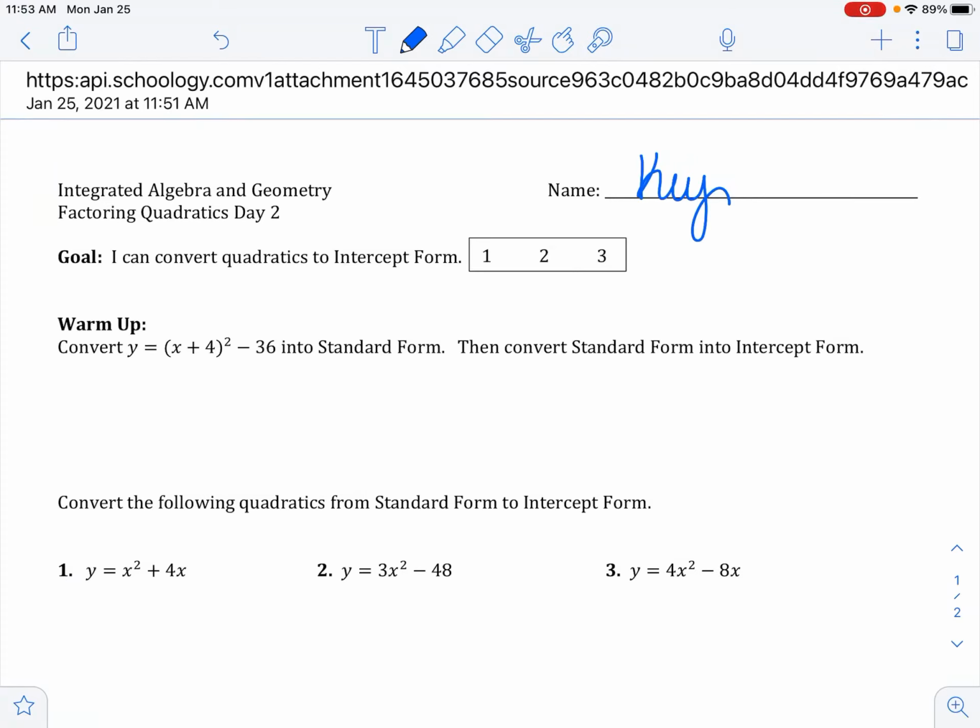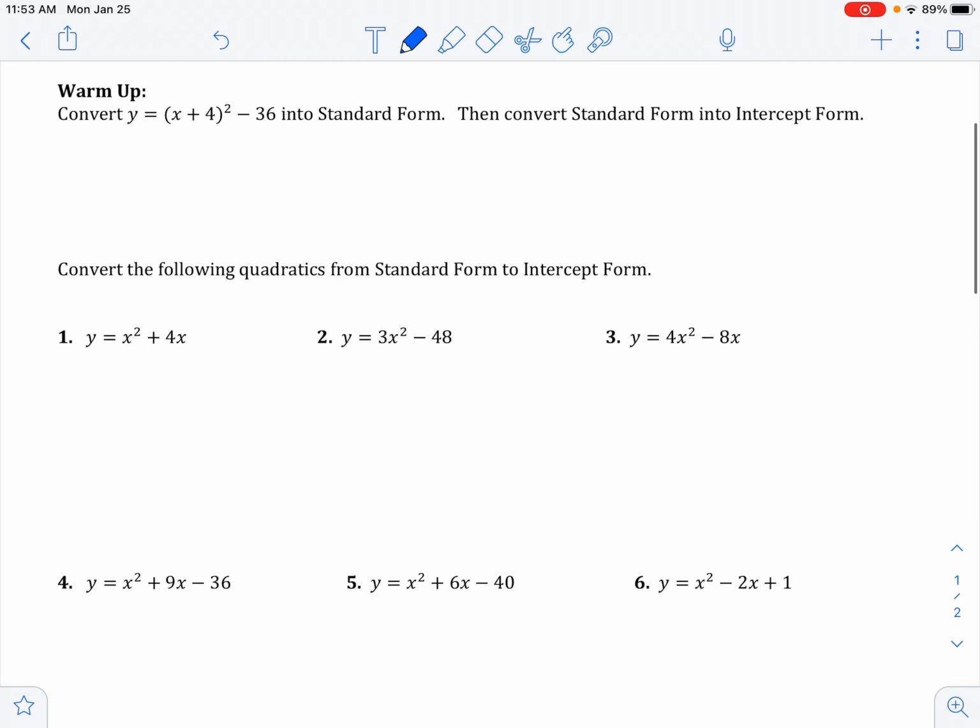All right, so this is day 2 of factoring quadratics. Good news is there's not any new material added to this lesson. It's just practice with factoring quadratics. But before we do that, let's do this warm up right here.